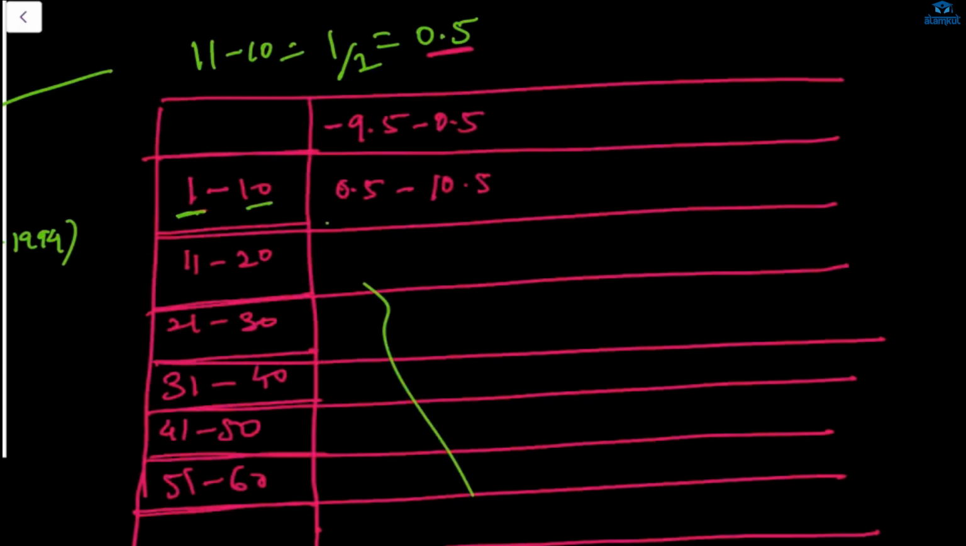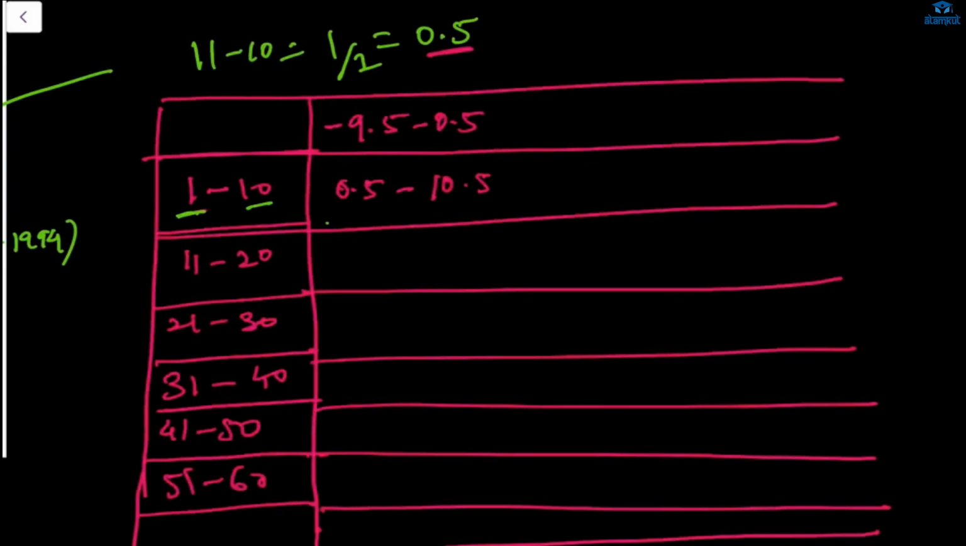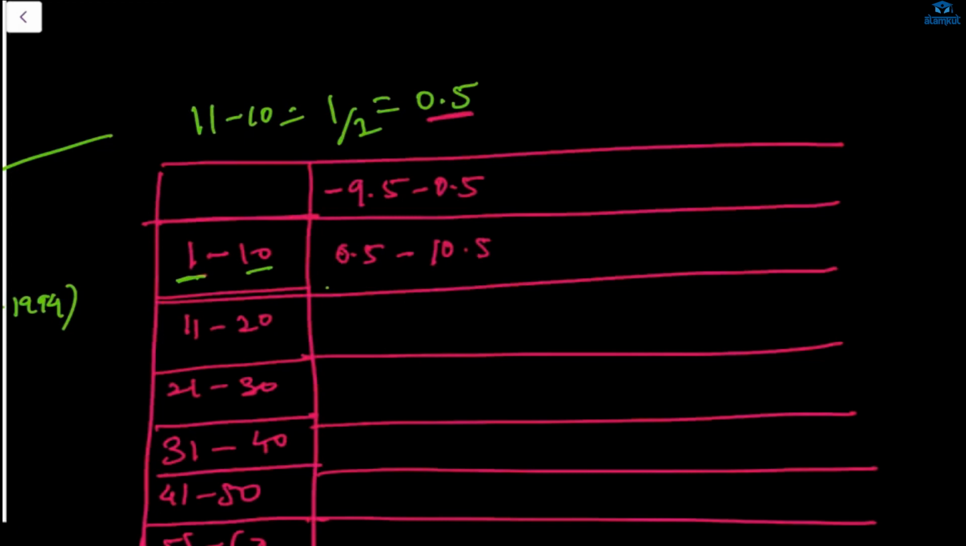Ma'am, 11 minus 10 minus 1/2. Why did you do that? Ma'am, 1/2, I'm asking where it came from. What are you asking? Now tell me what you are asking. Why did you take this 9.5 to 0.5? No ma'am, I'm asking that 1/2, ma'am, where did it come from? 11 minus 10 minus 1/2, I'm asking that.